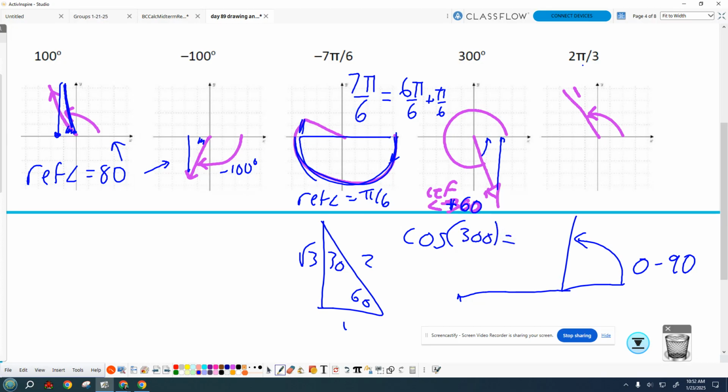Said cosine of 300. I have no clue. Reference angle for that, you guys just told me, is 60. Cosine of 60 is 1/2. Okay, cosine of 300 is also going to be 1/2. Might be negative, I need to check. Is it going to be positive or negative? On the cosine of 300, it's going to be positive because the x is positive.